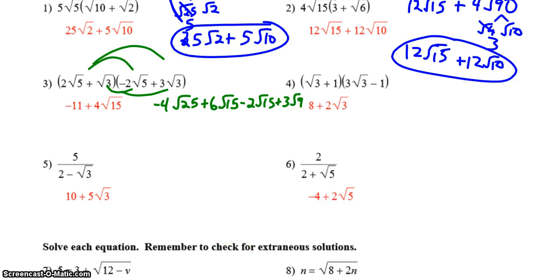Now, square root of 25 is a perfect square, so this just becomes 5, and this is negative 20. And 3 root 9 is a perfect square, so this just becomes 3, so this becomes plus 9. So your like terms are negative 20 and 9, so that's negative 11. And then you put your radicals together as well, because they're like terms. And 6 root 15 and negative 2 root 15 is 4 root 15.